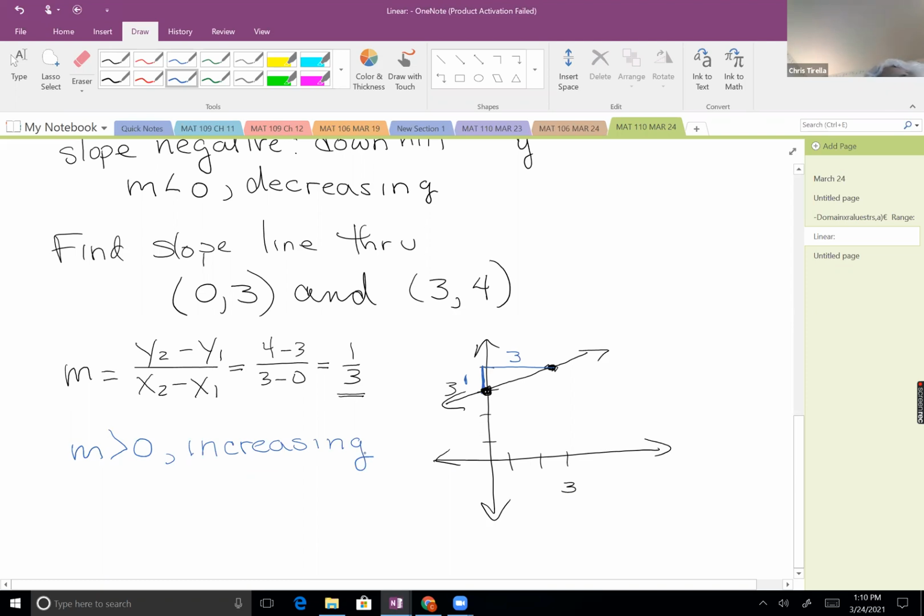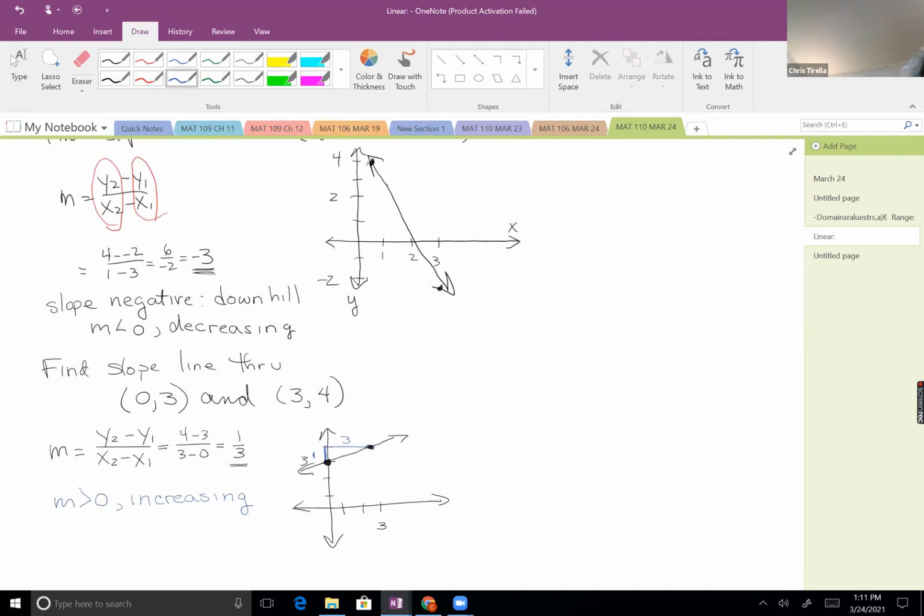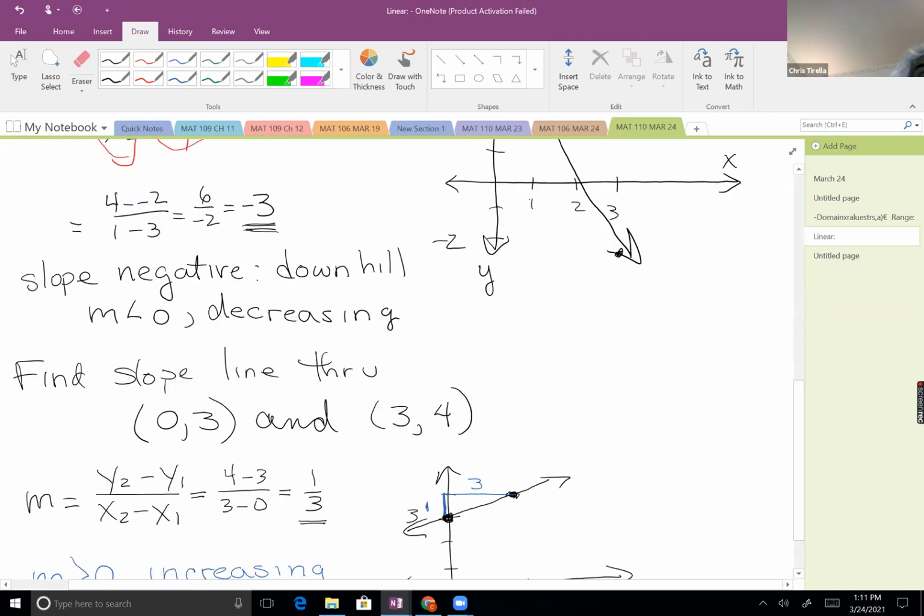And I want to just compare those two for a minute. I'm going to shrink it down so I can look at both the lines in one screen. Do you notice the line that's downhill is much steeper than the line that's uphill? Because it has a greater absolute value. The larger the absolute value, the steeper the line. So it is a measure of steepness, a measure of slant.